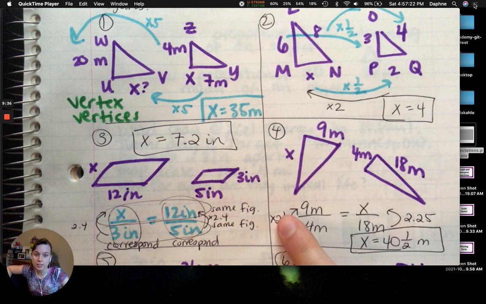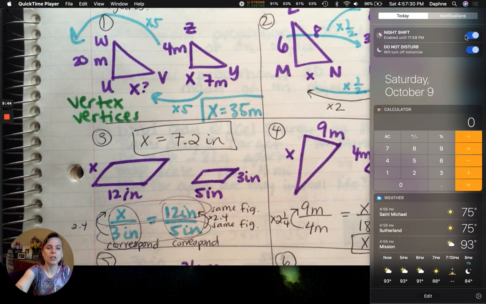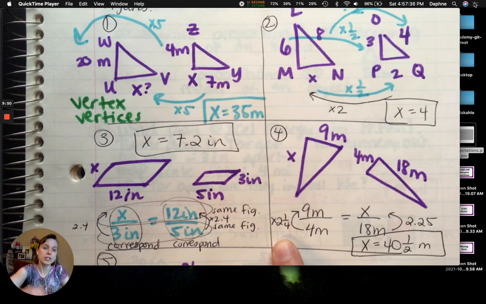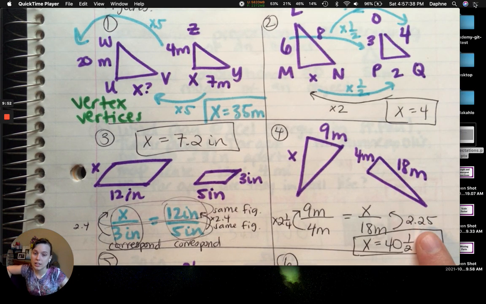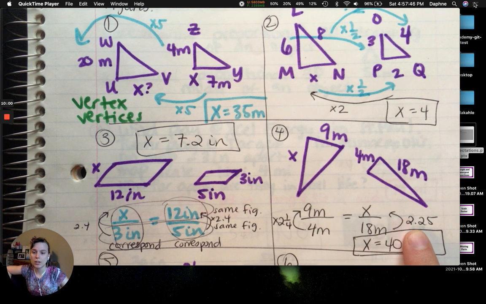Same figure. Knowing that, I'm going to use my calculator again, and this time I'm going to be doing 9 divided by 4. So when I do 9 divided by 4, I end up with 2 1/4. 2 1/4 is also the same as 2.25 as a decimal. That tells me 4 multiplied by 2 1/4 equals 9. So 18 multiplied by 2 1/4 gets us our answer of 40.5 meters.